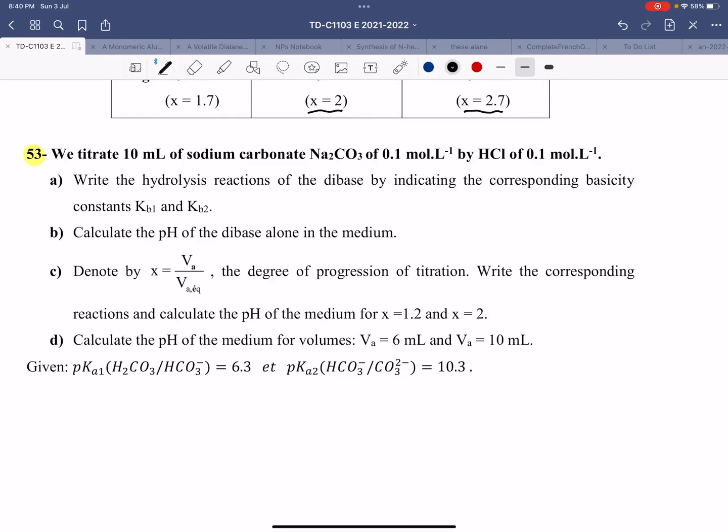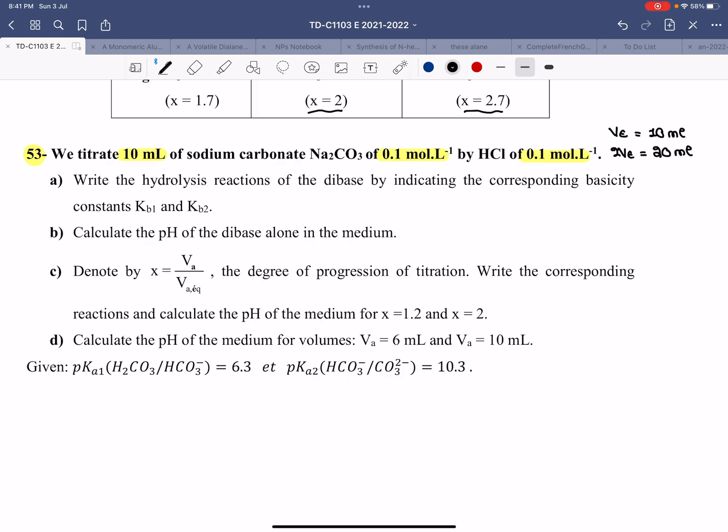For number 53, we have basically exactly the same, but instead of the carbonate, we have the sodium carbonate, which is the base. And it is 10 milliliters, again, 0.1 mole per liter, and it's being titrated by HCl 0.1 mole per liter. By the way, we can very quickly find the volume at equivalence, the first one and the second one. 10 times 0.1 equals 0.1 times VE. So basically VE is 10 ml, with 2 VE needed to neutralize all the acid being 20 ml. Okay, let's keep this in mind.